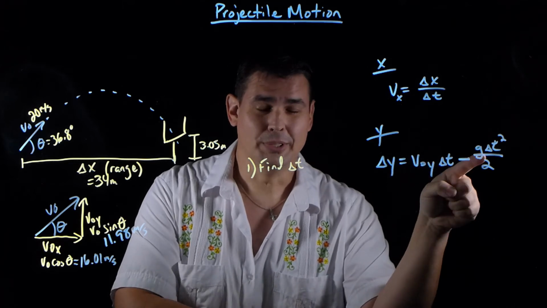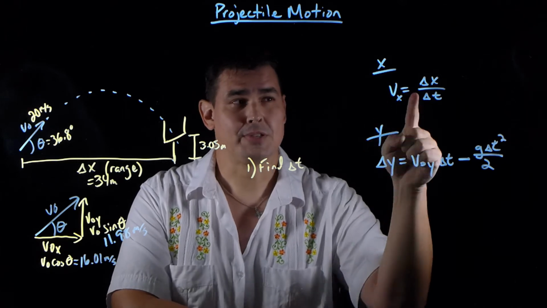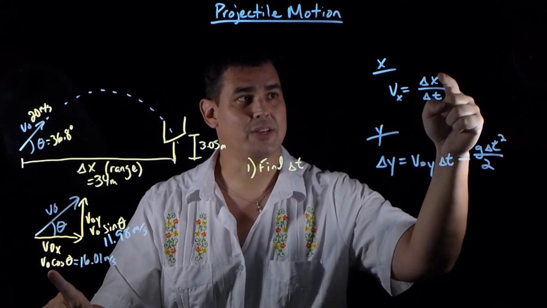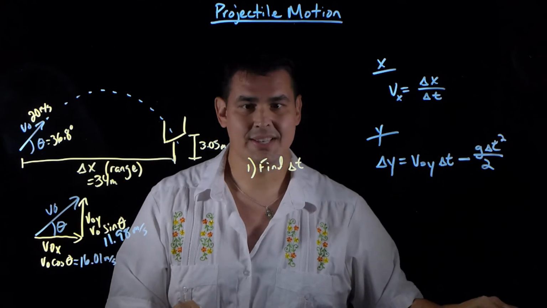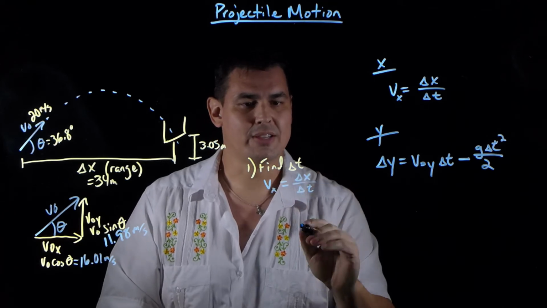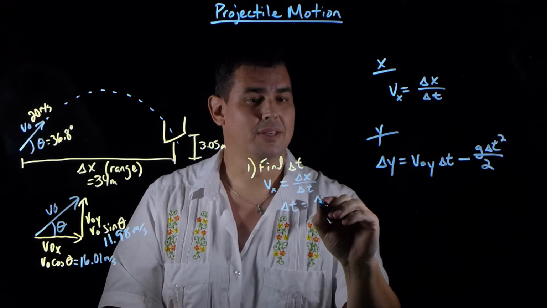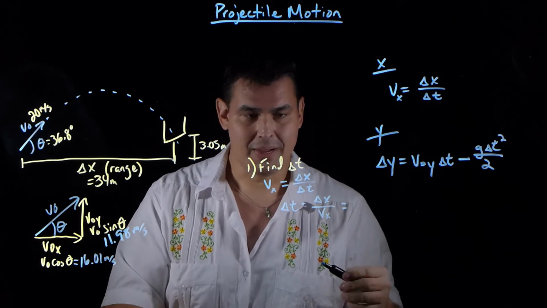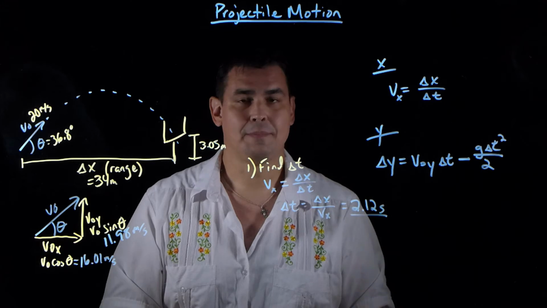Finding time on the y equation would mean solving a quadratic. I don't want to do that. So let's see if I can solve my x equation for it. Do I have the x velocity? Yes, I broke it down. Do I know delta x? Yes, it's 34 meters away. So good, I don't have to solve a quadratic. Velocity in the x direction is delta x over delta t, so solving for delta t gives delta x over my x velocity. Delta x 34 over 16.01 gives 2.12 seconds. That's my time.